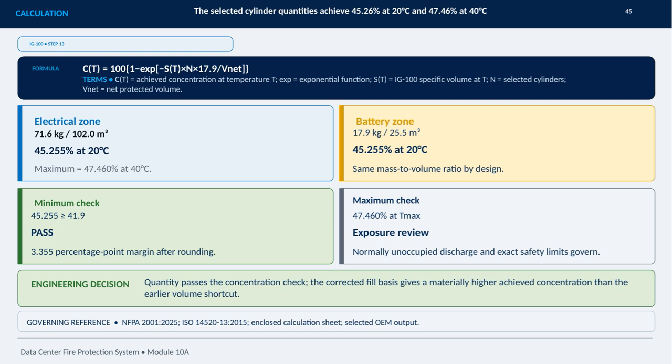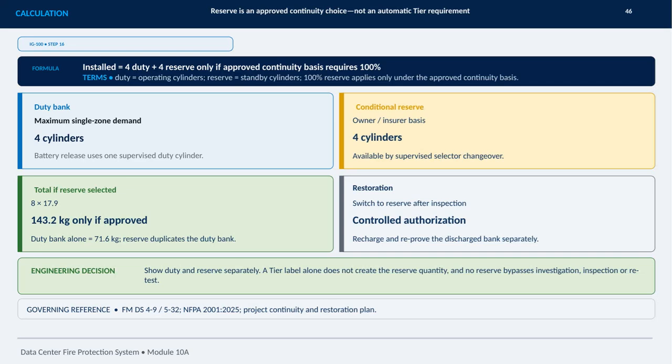Overall, the engineering decision is that the selected quantity passes the concentration check, using the corrected fill basis rather than the earlier volume shortcut. This slide clarifies how to calculate the IG-100 cylinder quantity, and the key point is that reserve is an approved continuity choice, not an automatic tier requirement.